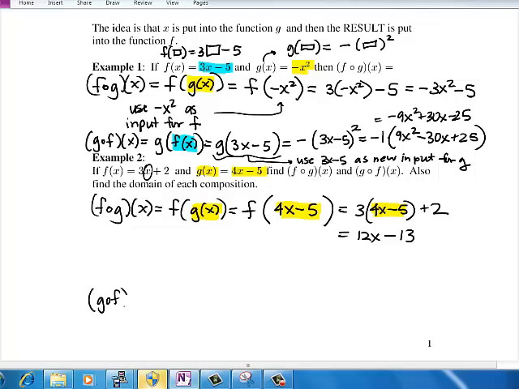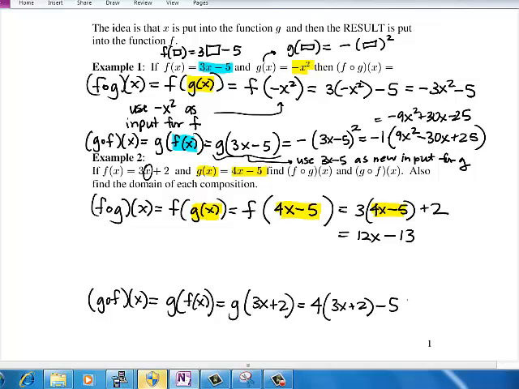G composed with f, on the other hand, would have g on the outside and f on the inside, so f happens first. So we would replace f with its formula, which is just 3x plus 2, and then put that as our new input for g. So we'll have 4 times this group minus 5, so 12x plus 8 minus 5, which is going to be 12x plus 3. So notice again, they're not the same thing. One is 12x minus 13. One is 12x plus 3.